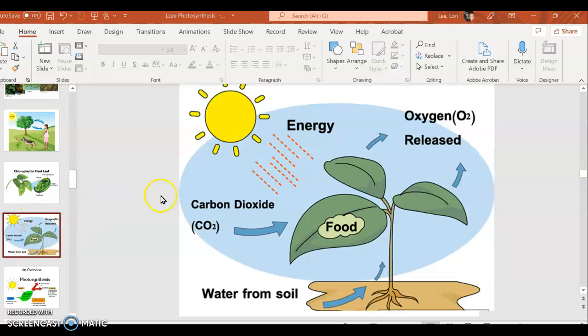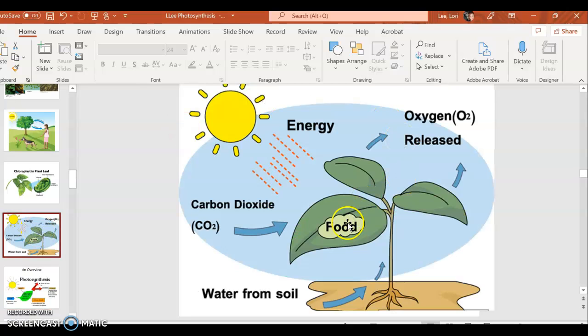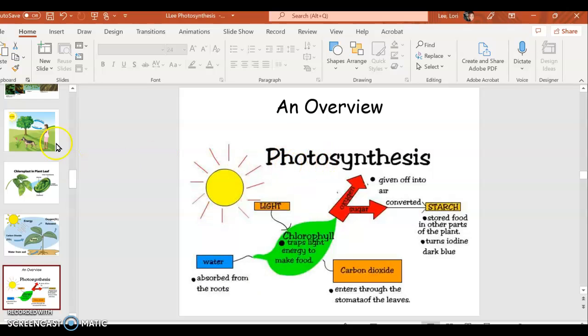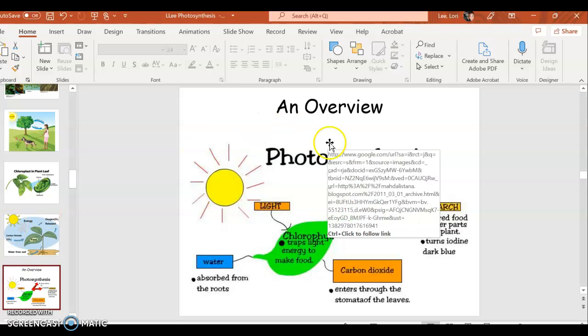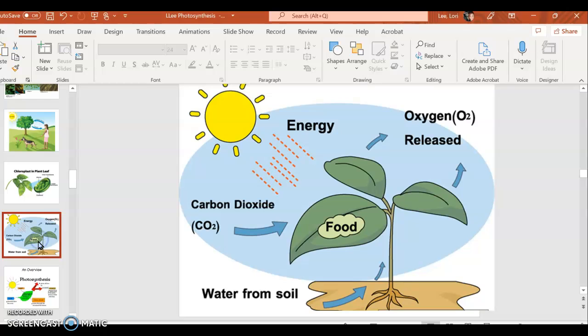And this process that plants use to take in the carbon dioxide and make their food is called photosynthesis. Okay, photosynthesis. This prefix photo actually means light. When you take a photo, you're basically capturing the light. And then synthesis is taking parts of other things and making something new.